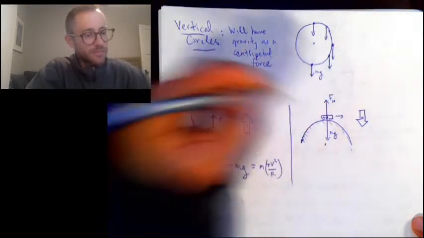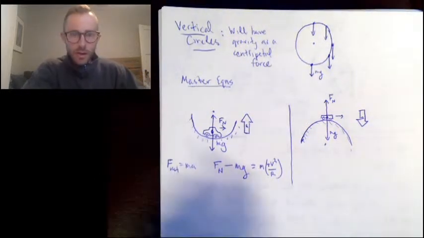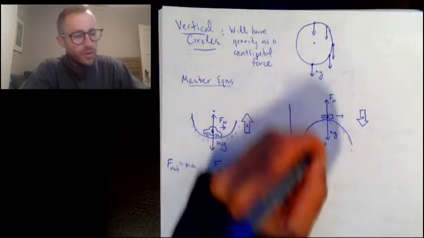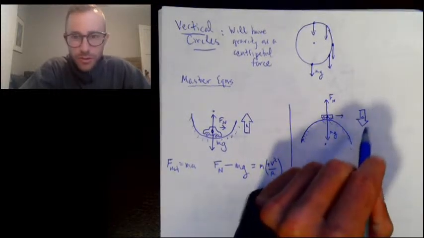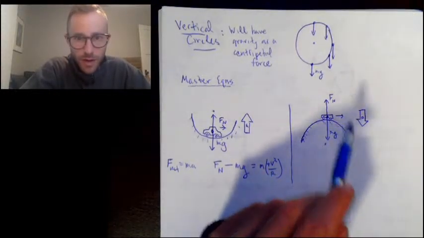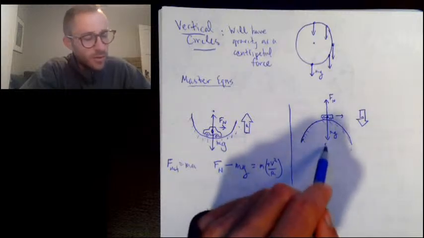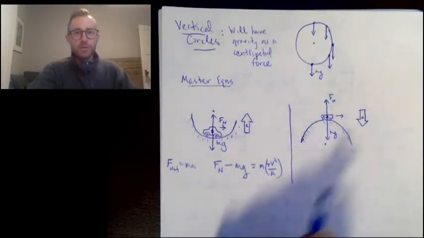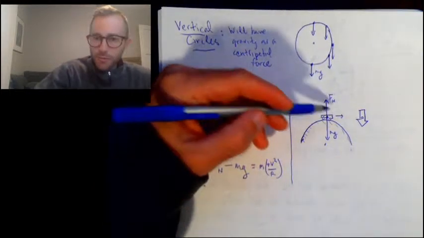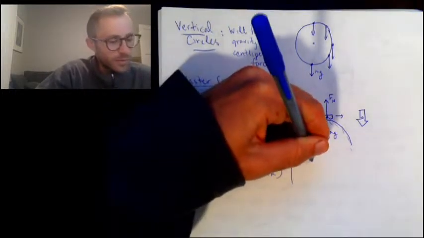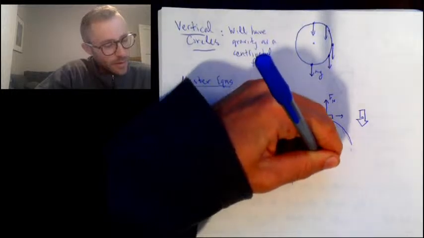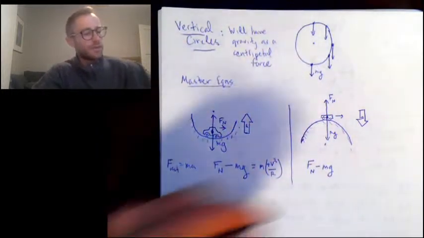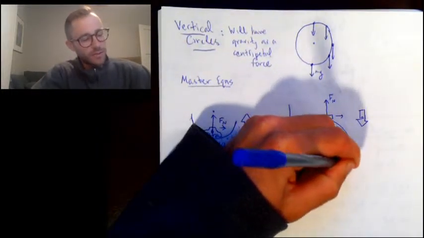In this case, the weight force had better be bigger than the normal force, because the acceleration is downward. So we've got to have the weight force bigger than the normal force in order to have a net downward force. So again, up forces minus down forces. So that would be normal force minus mg equals mass times the acceleration.